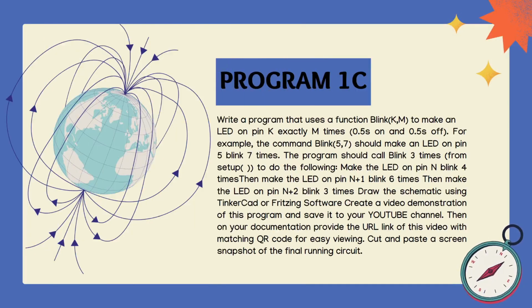Program 1C. Write a program that uses a function blink(K, M) to make an LED on pin K blink exactly M times, 0.5 second on and 0.5 second off. For example, the command blink(5, 7) should make an LED on pin 5 blink 7 times. The program should call blink 3 times, from setup, to do the following: make the LED on pin N blink 4 times. Then make the LED on pin N plus 1 blink 6 times, then make the LED on pin N plus 2 blink 3 times. Draw the schematic using Tinkercad or Fritzing software.